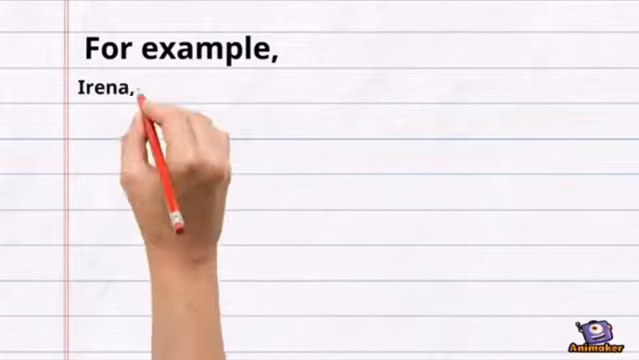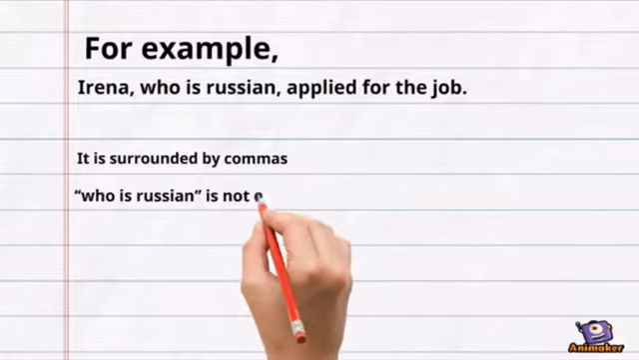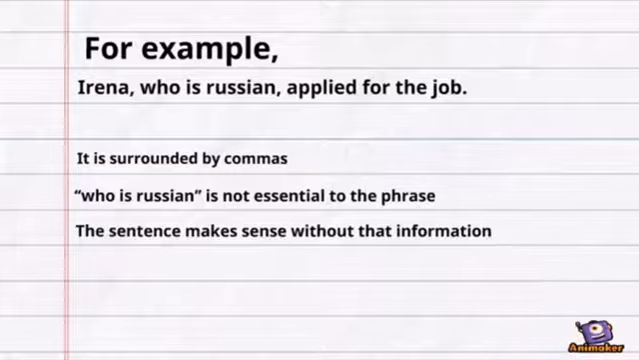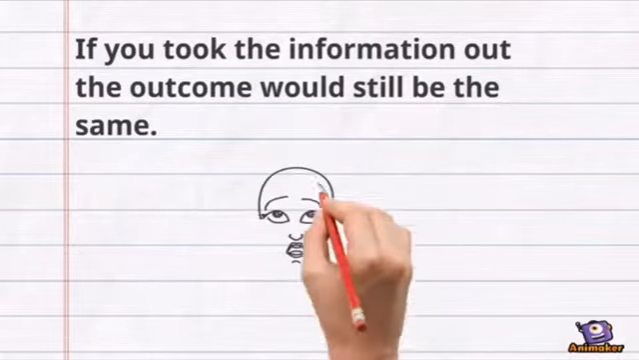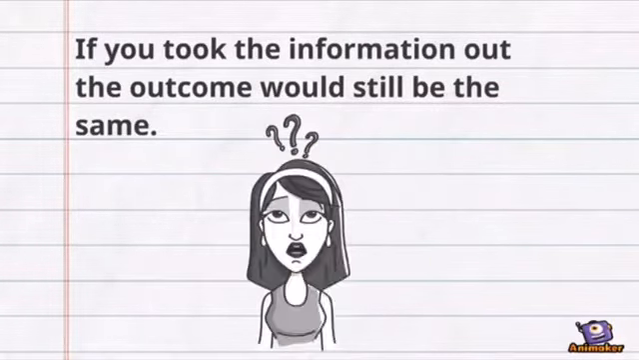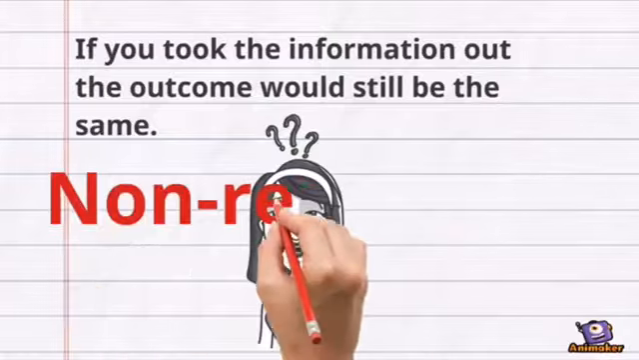Think of the phrase, "Irina, who is Russian, applied for the job." You don't need to know that Irina is Russian. What is essential to know is that she is applying for the job. The sentence also makes sense without this information, so you don't need it. See how even if you took this information out, the outcome of what happened would still be the same, and the phrase would still make perfect sense.